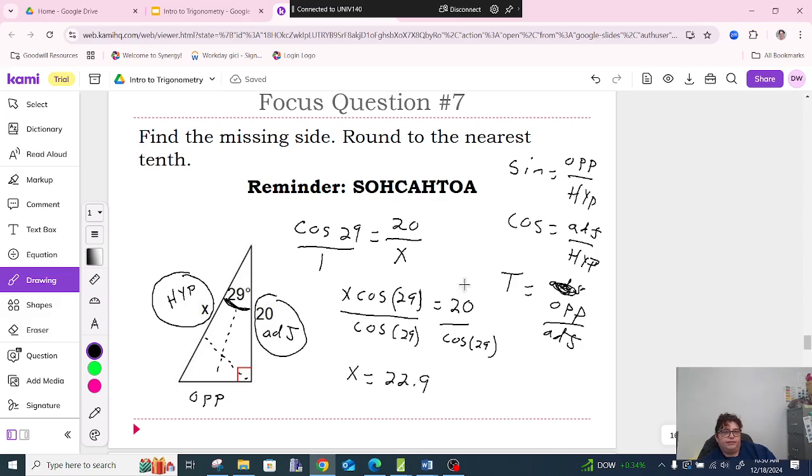22.9 is what you would round it to, because it said round to the nearest tenth. And that makes sense because it's the hypotenuse. It better be bigger than the adjacent side or I did something wrong, right? Because the hypotenuse always has to be the longest side.